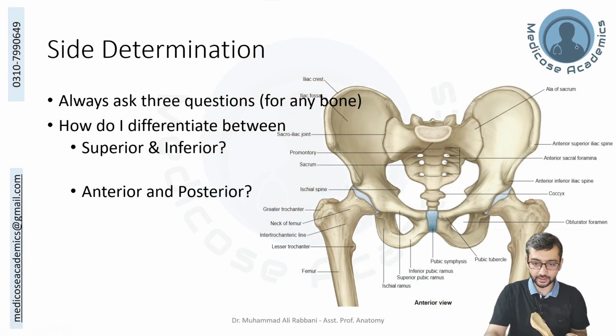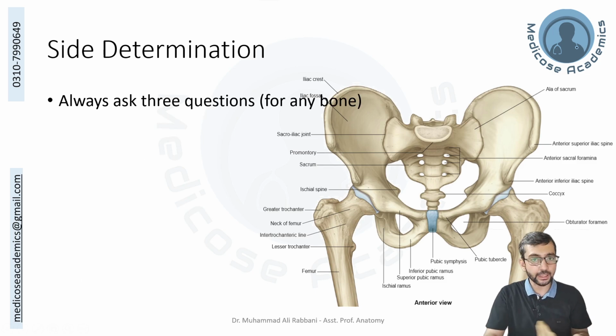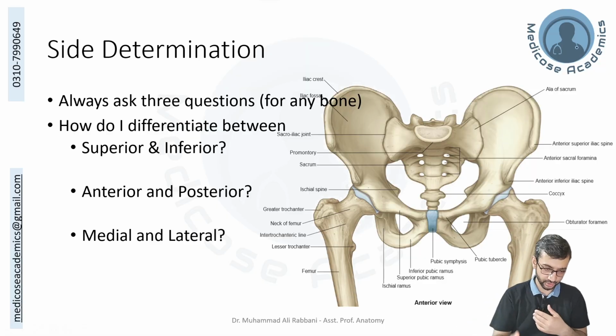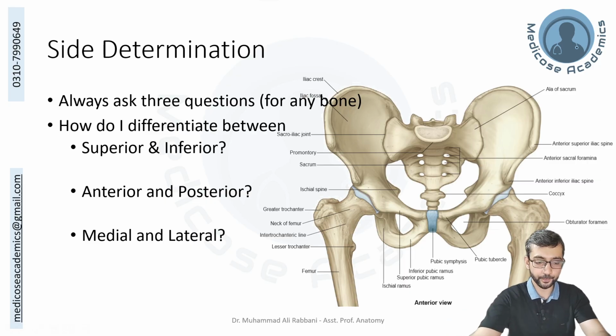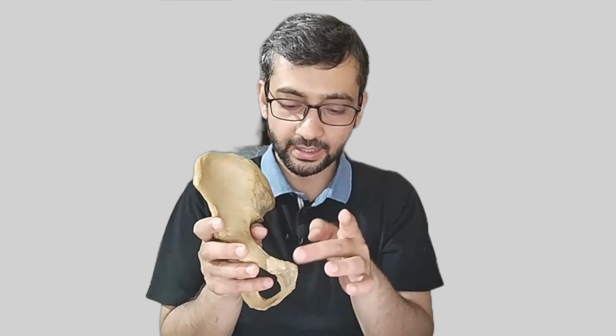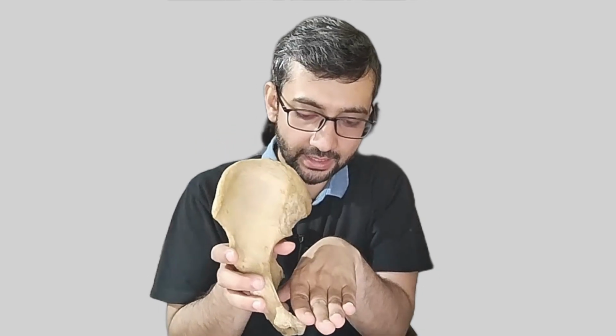So this is all about the hip bone in its basic introduction, its side determination. How do you differentiate between up and down, anteroposterior, medial and lateral, and how do you get it in anatomical position? Your pubic tubercle and anterior superior iliac spine in the coronal plane, the pubic symphysial surface in the sagittal plane, and the pubic symphysis and ischial spine more or less in the horizontal plane like this. So this is how you get the pelvis in the anatomical position.